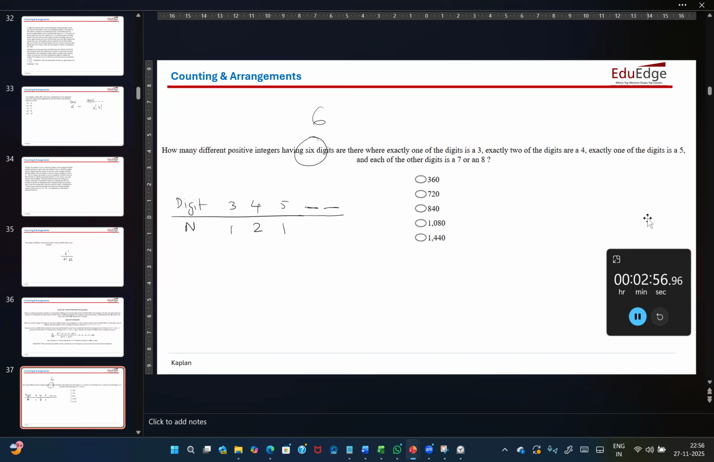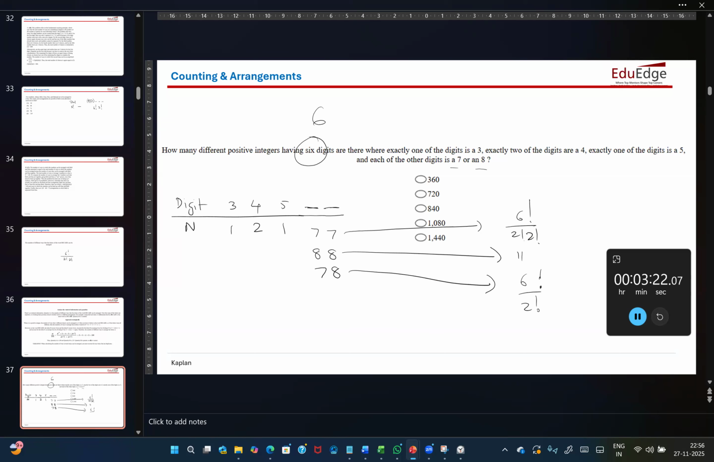Okay, so it can be 7 7, it can be 8 8, or it can be 7 8. Oh, it can be 7 8 also. 7 or 8, yeah. So counting method, this will be 6 factorial divided by 2 factorial and 2 factorial. This also will be the same. And this will be 6 factorial divided by 2 factorial into 2.